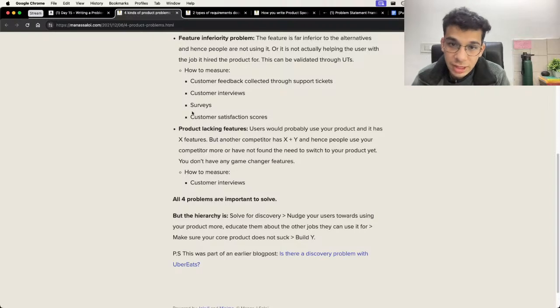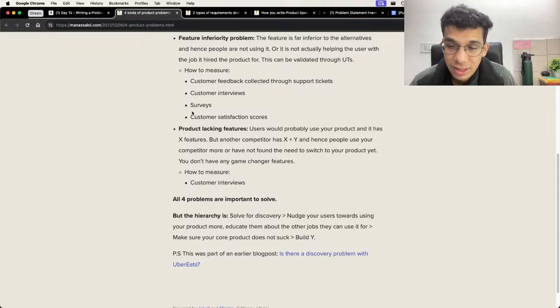So always solve for discovery, because the feature is already there, just that the customer is not aware of that feature or is not educated enough to start using it. Nudge your user towards using the product more, educate them. Then, for example, making sure the product does not really suck is the harder problem. And then build why, building the why feature that you don't really have.